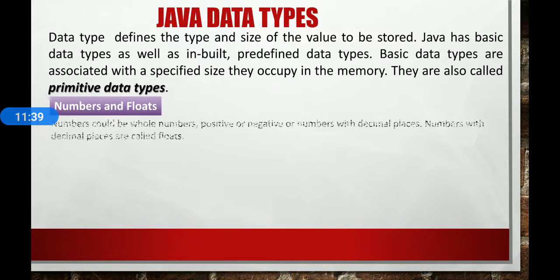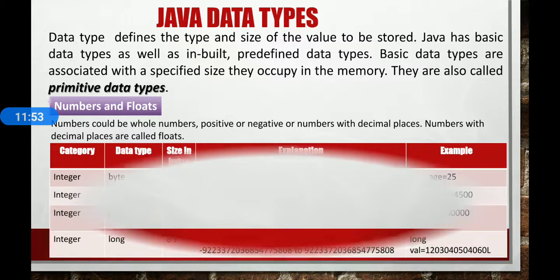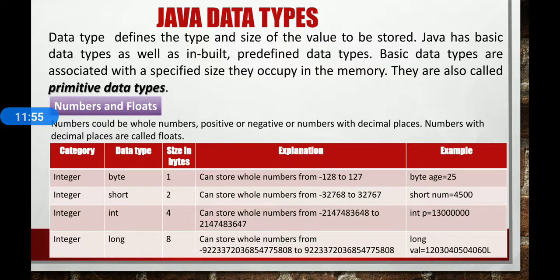First, numbers and floats. Numbers could be whole numbers, positive or negative numbers, or numbers with decimal places. Numbers with decimal places are called floats. Here are some data types. For the integer category, there are 4 data types available here: byte, short, int, long. Byte occupies one byte in size, short 2 bytes, int 4 bytes, long 8 bytes.